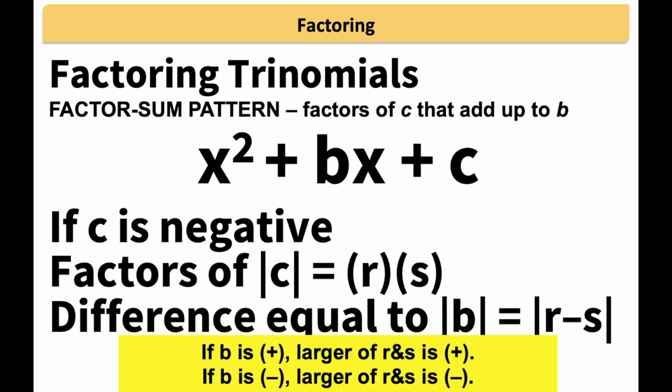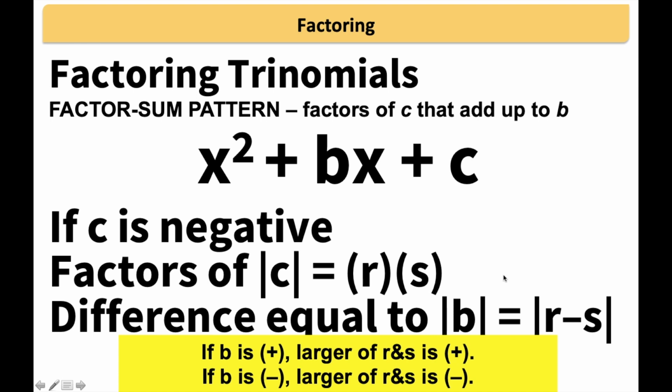Okay? So, take note that if B is positive, whichever man yung mas malaki sa R and S, yun yung magiging positive. So, yung mas maliit na number, automatically, siya yung negative. Okay? Pag naman yung B is negative, dapat kung ano yung mas malaki sa R or S, siya yung magiging negative number. And then, positive naman yung isa.